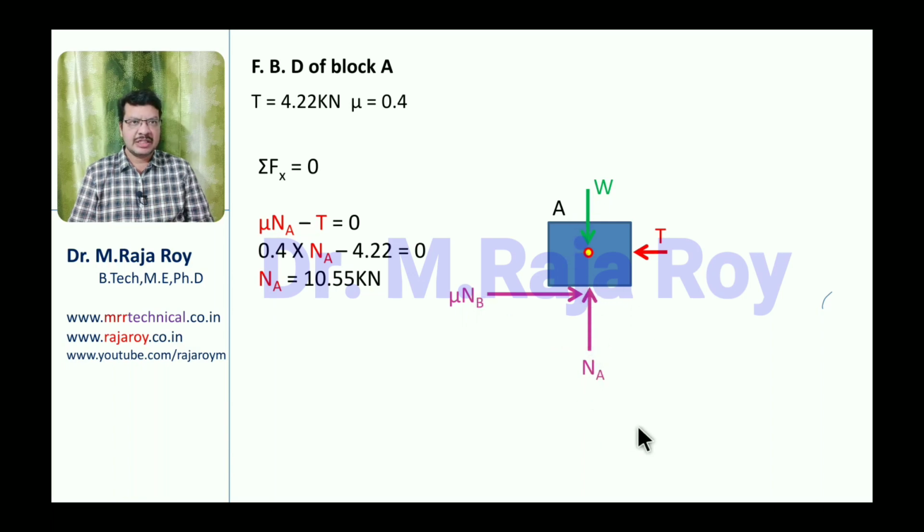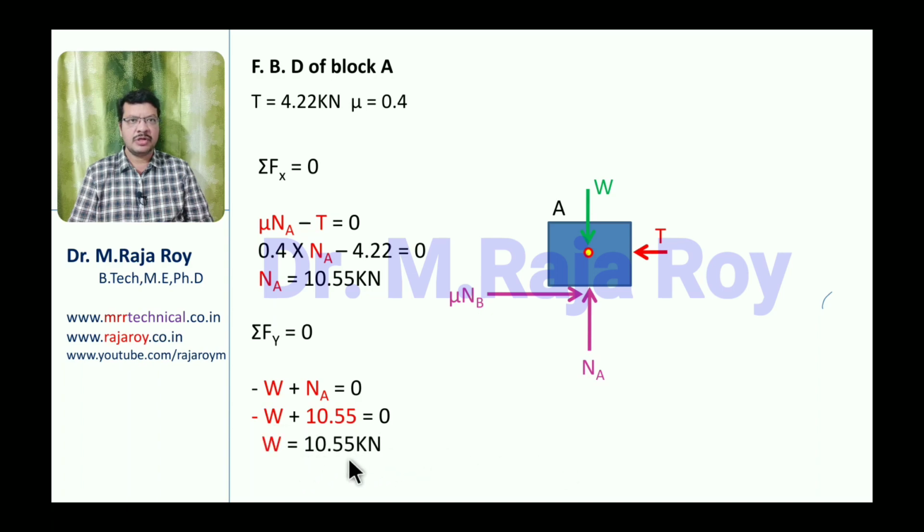Now if you take sigma Fy equal to 0, NA upwards is positive, W downwards is negative. That means NA minus W equal to 0. NA equal to W you will get. NA equal to W means you already know the NA value. You substitute that NA value. W equals 10.55 kilonewton you are getting. So the weight of block A is 10.55 kilonewton to maintain the equilibrium.